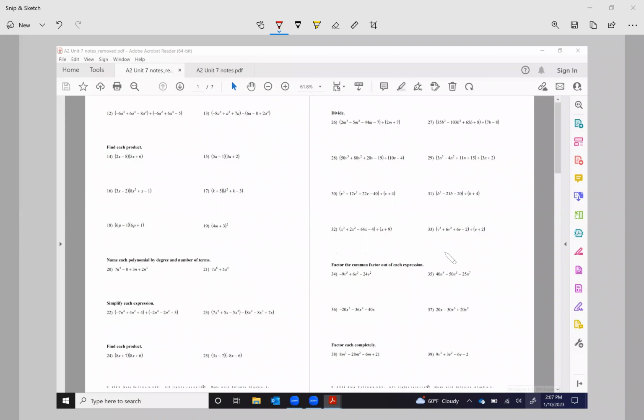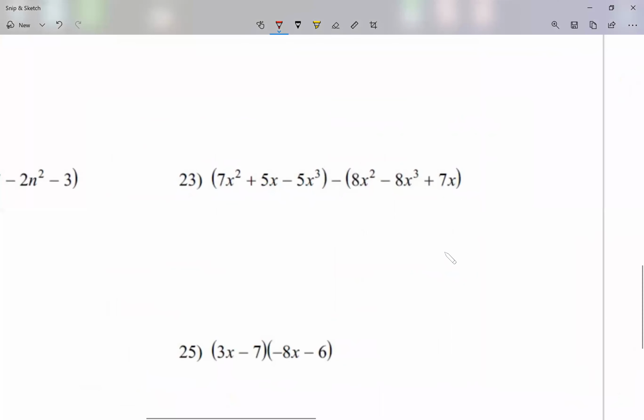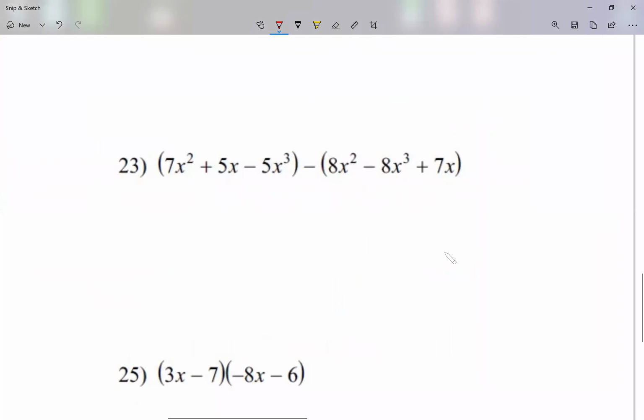All right, a little thing that we saw last week. Let me remind you guys of something that we saw. Question 23, when we subtracted polynomials, right? We saw this last week. You guys should have it in your notes. When we subtract polynomials, then we just change the sign of the second polynomial.